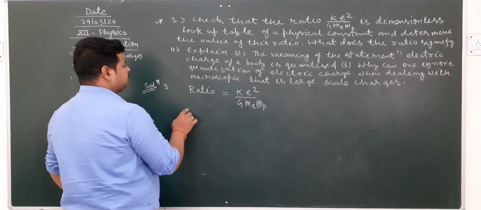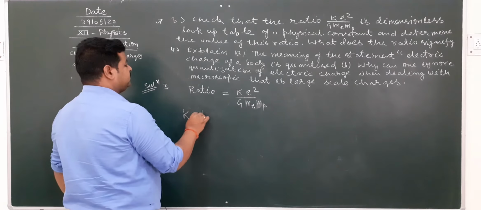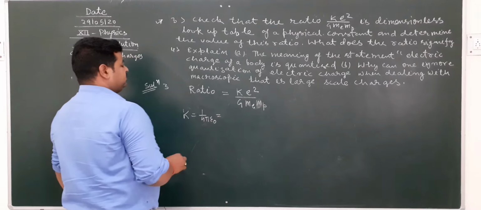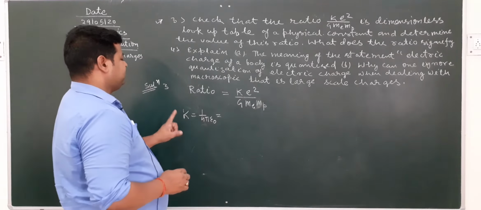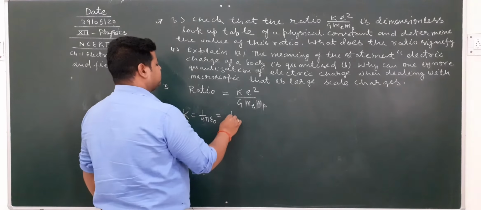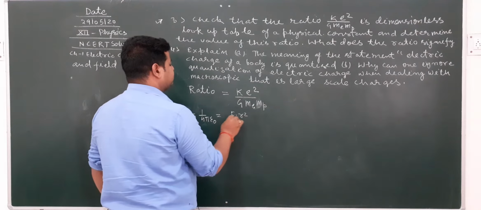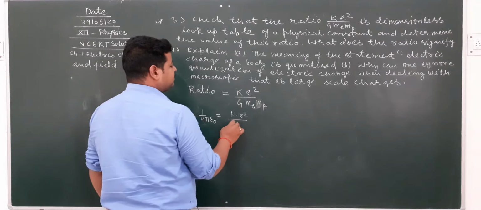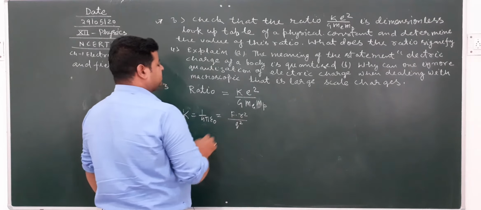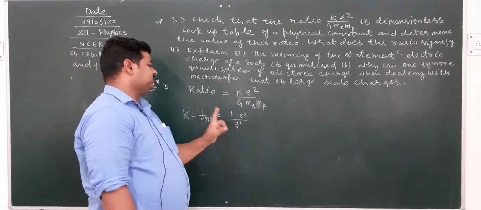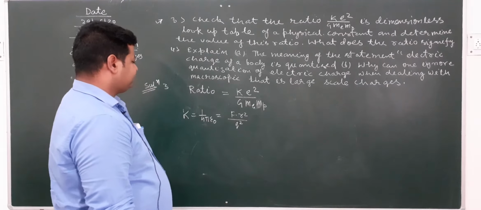Here k is equal to 1 upon 4 pi epsilon naught. Clear? k is equal to 1 upon 4 pi epsilon naught, and k is written as F into r square upon q square according to Coulomb's law. Clear? F into r square upon q square.